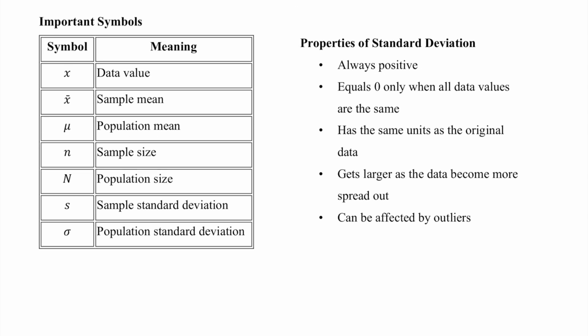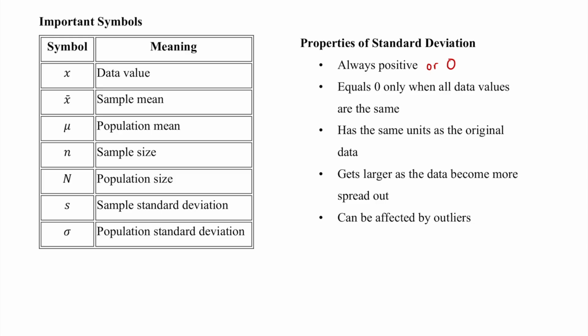Now, let's talk about some important properties of standard deviation. First, standard deviation is always positive or zero. It can never be negative. Why? Because standard deviation is based on distances from the mean, and distances cannot be negative. Second, standard deviation equals zero only when all data values are exactly the same. Think back to the data set where every score was 5. There was no variation at all. In that situation, the standard deviation would be 0.